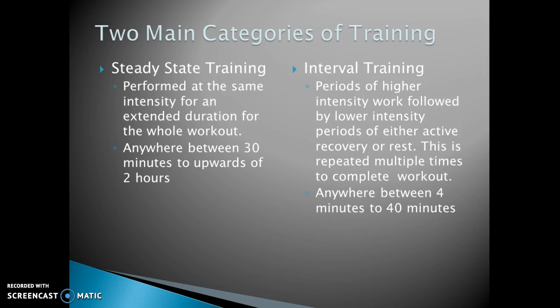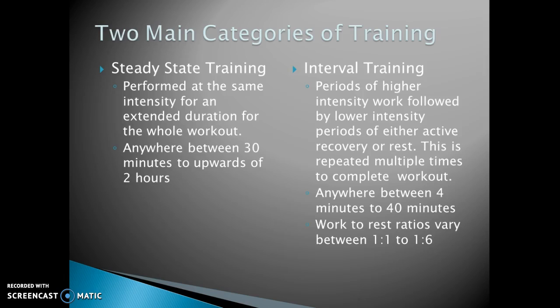This type of working out lasts anywhere between 4 minutes to 40 minutes. So we don't have to work out nearly as long using interval training as we do with the steady state. And then the work to rest ratios vary, starting at 1 to 1. So let's say, for example, somebody goes out on the track and they sprint for 30 seconds. A 1 to 1 would be 30 seconds of sprint and then 30 seconds of active recovery or complete rest.